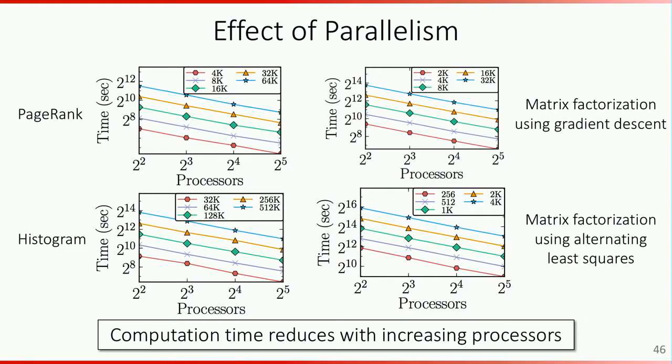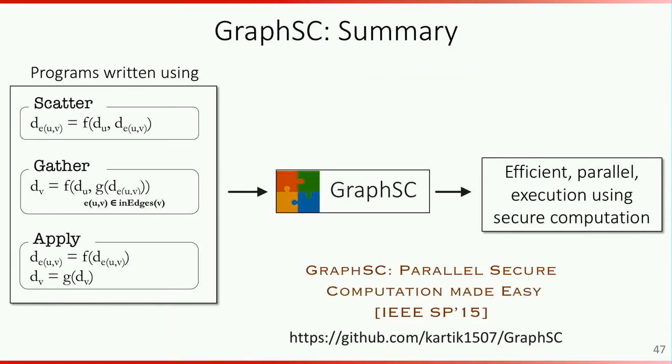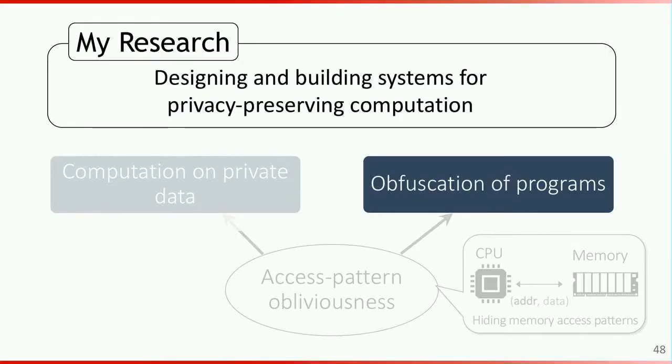And finally, just because we had a framework, we did this for a bunch of algorithms and not just one specific example. The same result holds for all of these examples. So with that, I discussed GraphSC, where you can take programs written in these abstractions of scatter, gather, and apply, and GraphSC converts them efficiently into a parallel execution using secure computation. With that, let me move on to the second part of my talk on obfuscating programs.